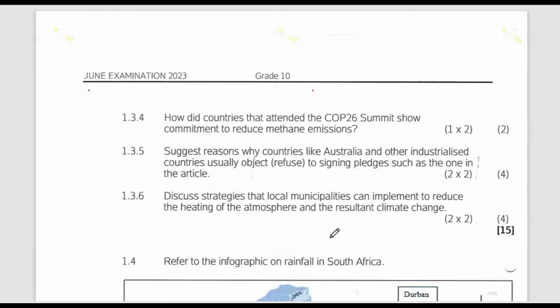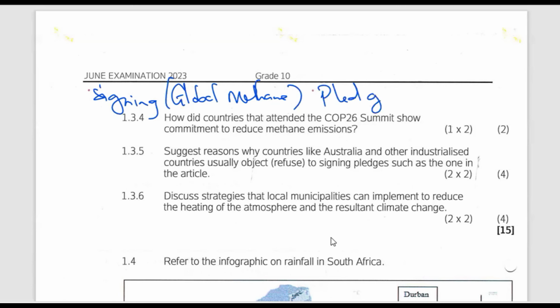What did the countries do? We are saying these countries, they showed commitment through signing the global methane pledge. By signing a pledge, again, we are acknowledging that we are going to follow the principles of whatever we have agreed upon. So countries that signed the pledge showed their commitment to the reduction of the methane levels that they release because of the different activities that happen. We'll move on to the next question.